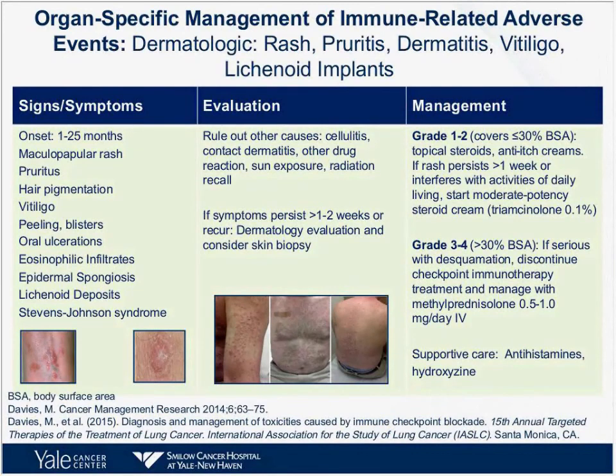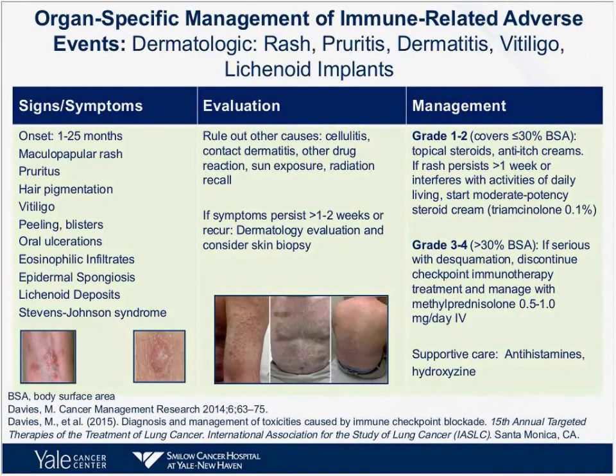So as stated before, the grade 1 to 2 toxicity is less than 30% of the body surface area covered. Treatment recommendations are topical steroids and anti-itch creams. If the rash persists for more than a week or interferes with activities of daily living, you may need to start a moderate potency steroid cream, so really increasing the approach.